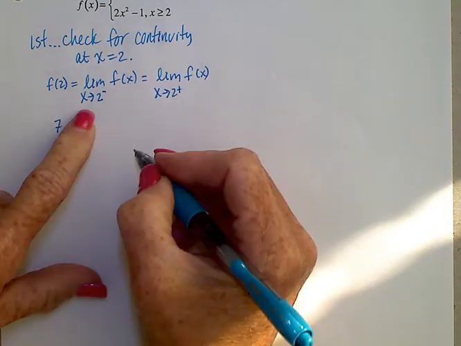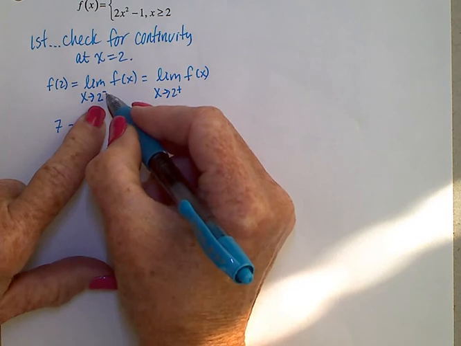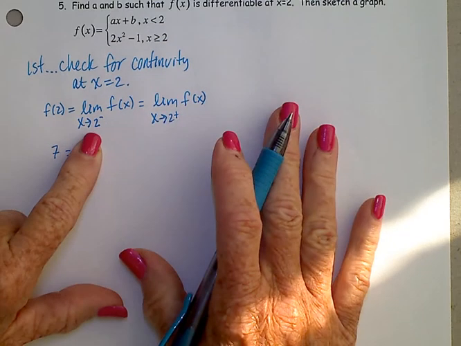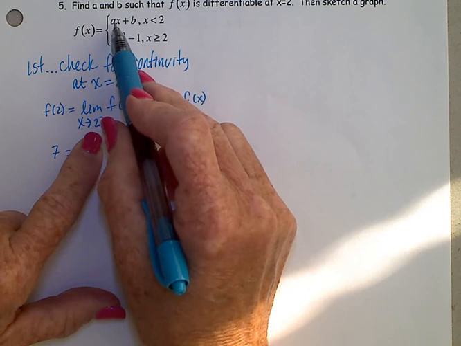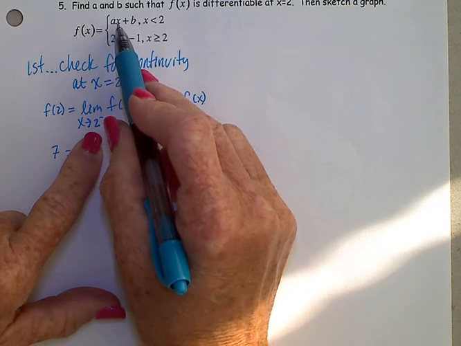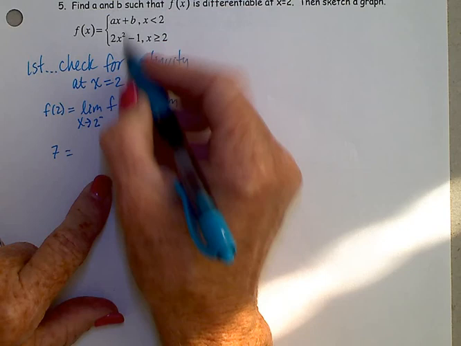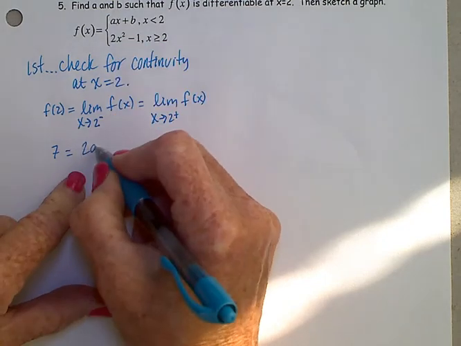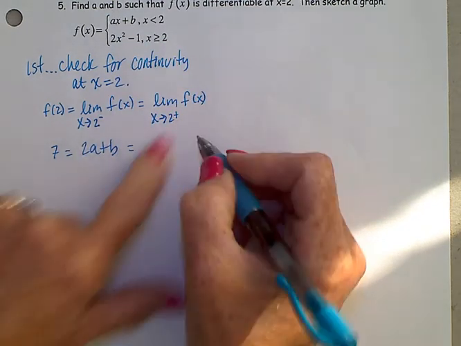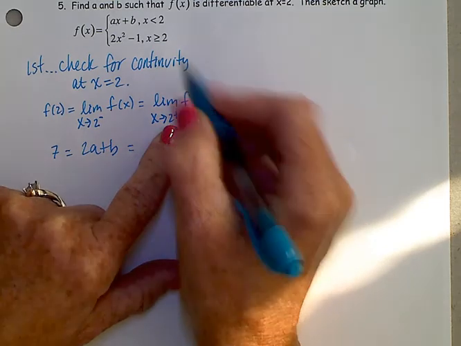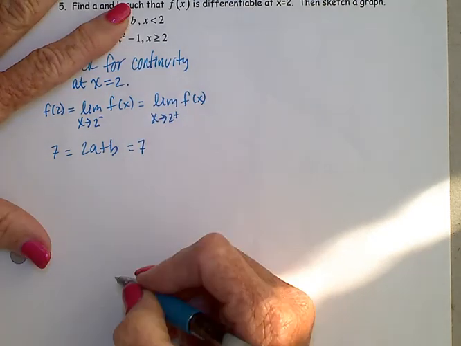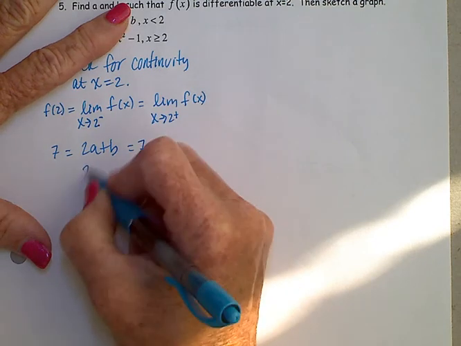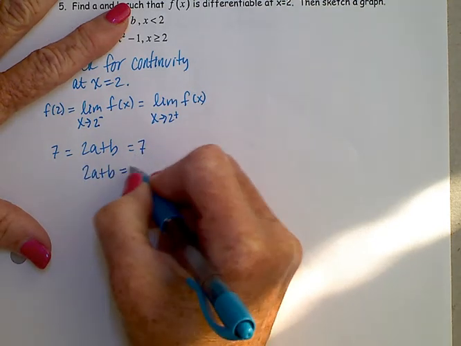The limit as x approaches 2 from the left, plugging 2 in here, gives us 2a plus b, because x is 2, so 2a plus b. And the limit as x approaches 2 from the right, plugging a 2 in here again, gives us a 7. So we have 2a plus b equals 7.